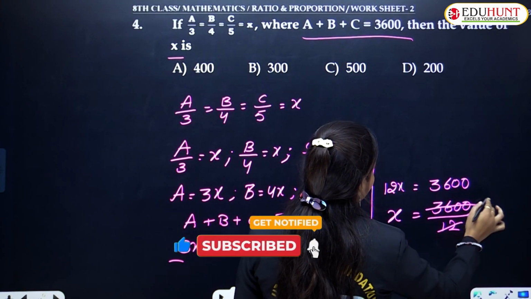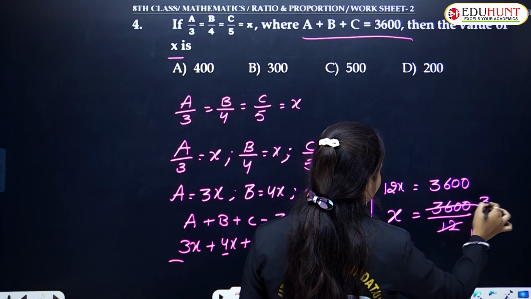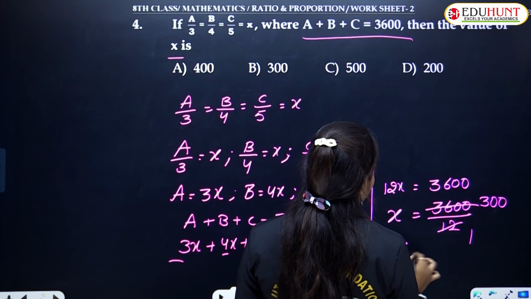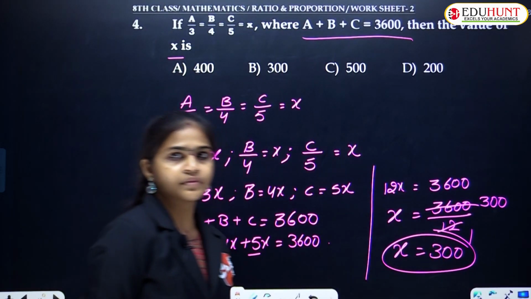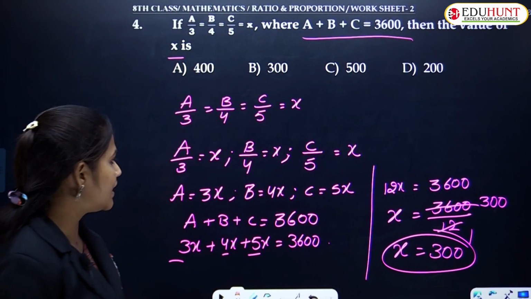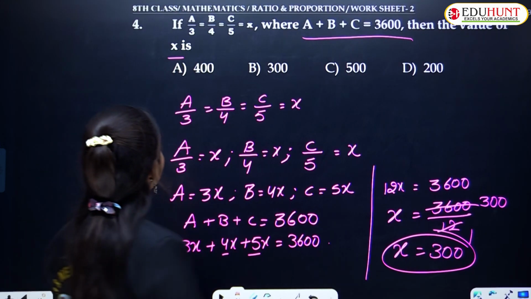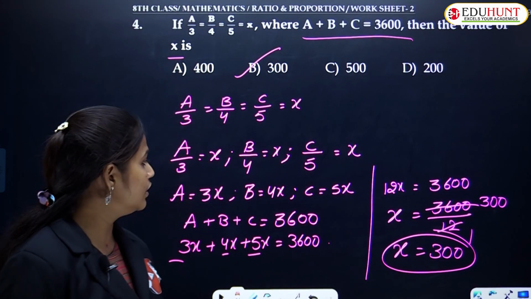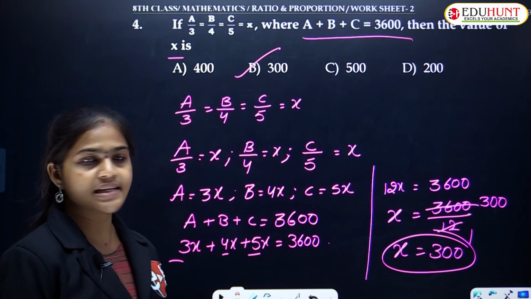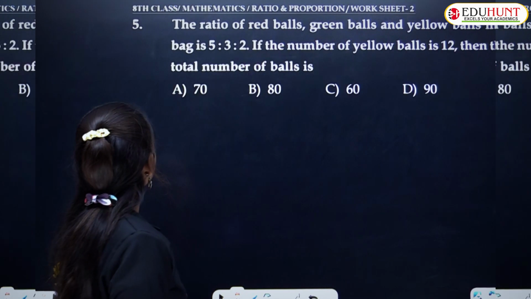12 ones are 12, and 12 threes are 36, and here 2 zeros. What is the value of x here? X is 300. Then the value of x is 300. So which option is correct here? Yes, option B is correct. That is x is equal to 300. Understand?